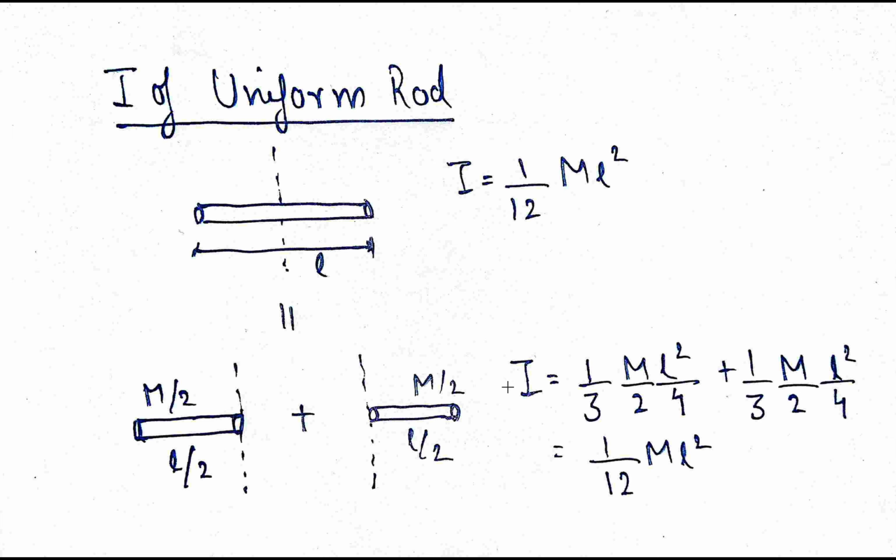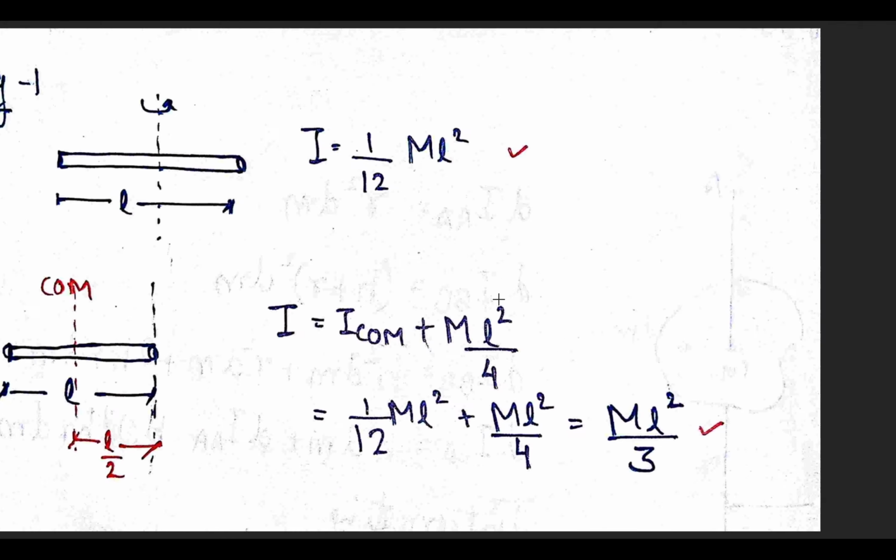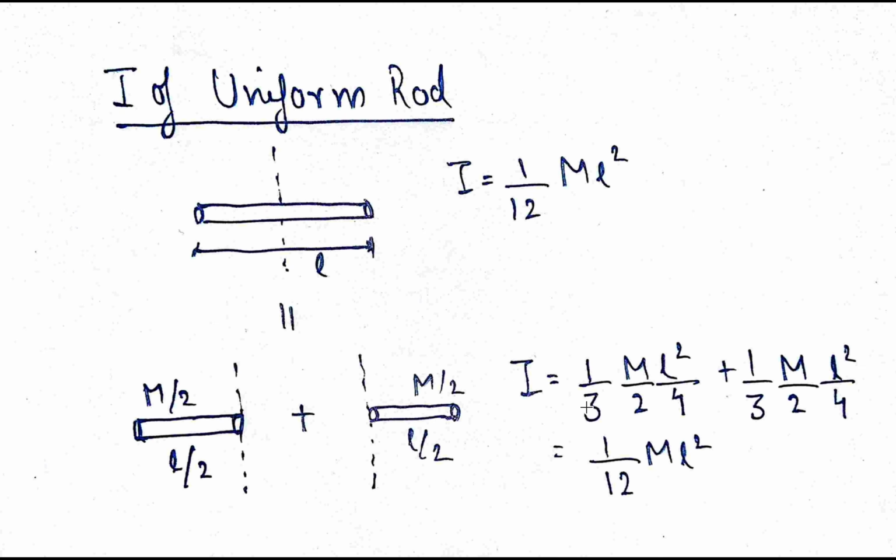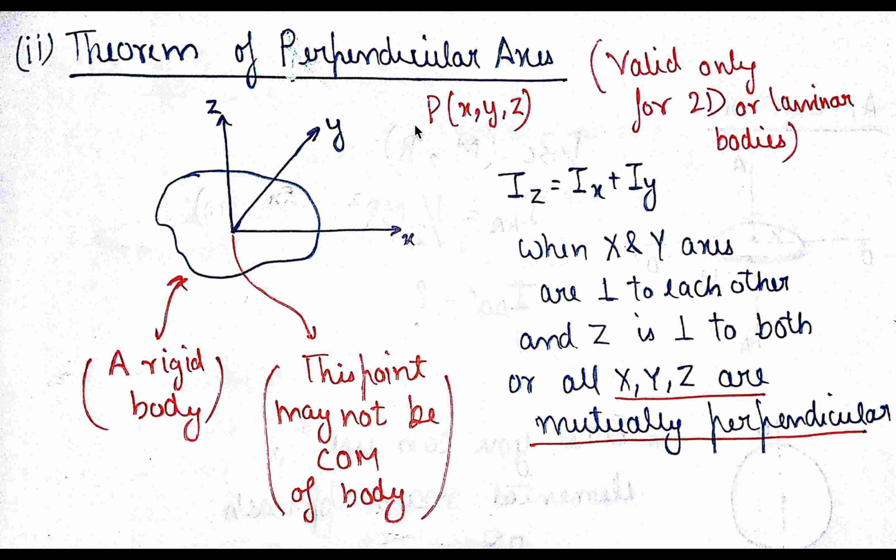So let's see how we can apply this. The moment of inertia of this left hand part, which we have got from this, is 1 by 3 m l square, that is 1 by 3 into m by 2 into L square by 4, that you already know. If you sum it up, you will again get the moment of inertia of the rod about the center axis. So this was not a direct application but an indirect application of the parallel axis theorem to find the moment of inertia of the uniform rod. Now let's deal with the second theorem, that is the theorem of perpendicular axis.